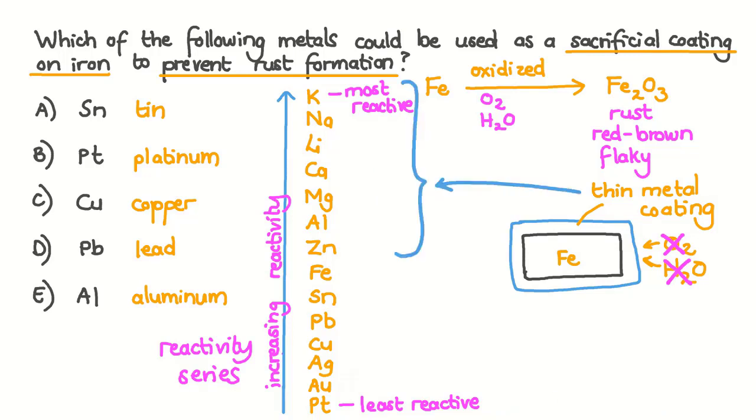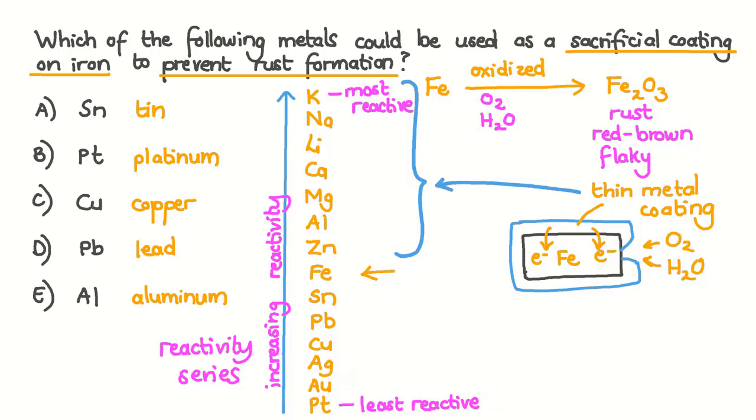The metal coating should be made from a metal above iron in the reactivity series. Potassium, sodium, lithium, calcium, magnesium, aluminum, and zinc are all more reactive than iron. This means they will be oxidized more easily than iron. And it means that they can donate electrons to the iron, preventing the iron from being oxidized itself.